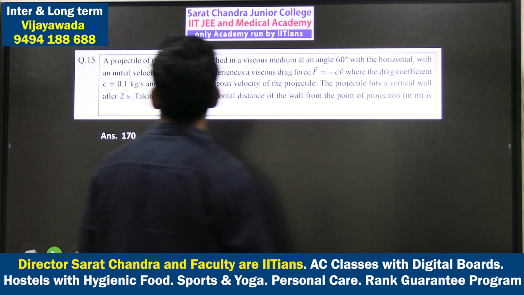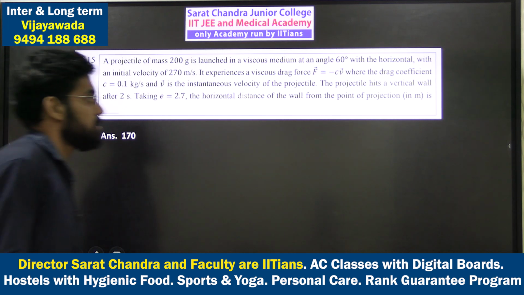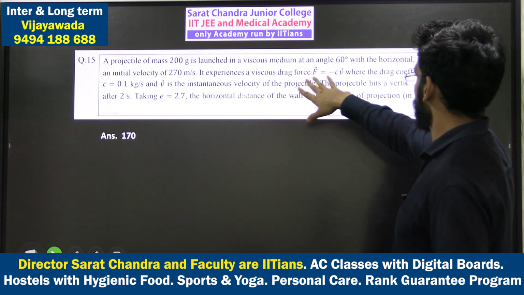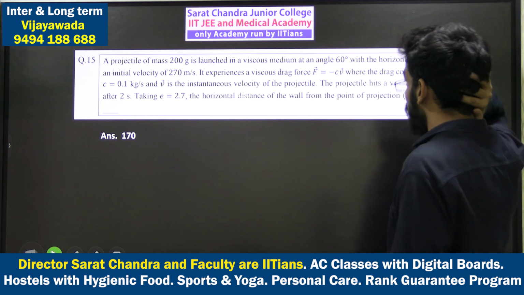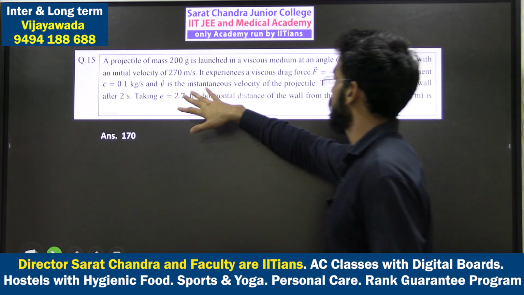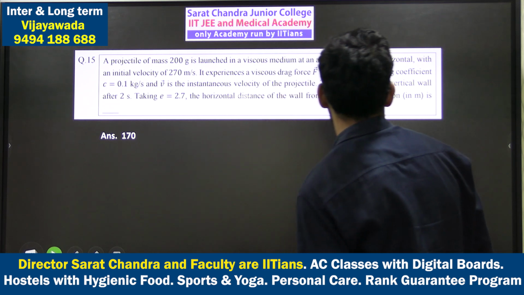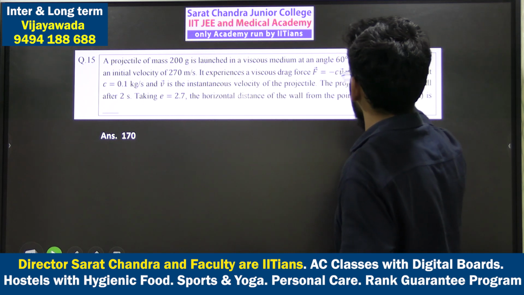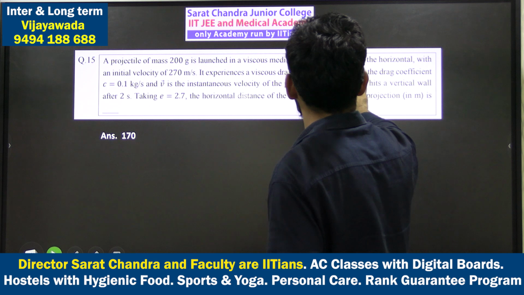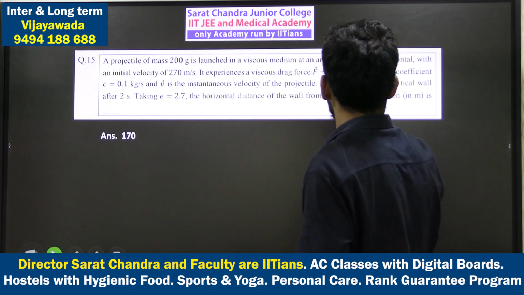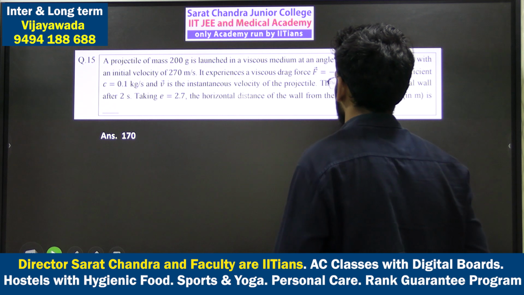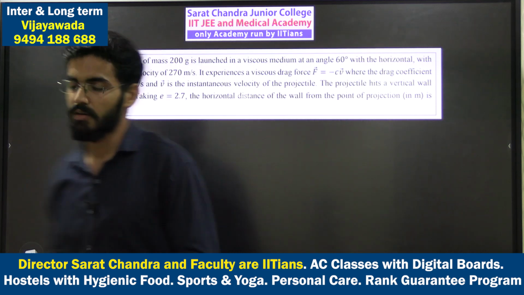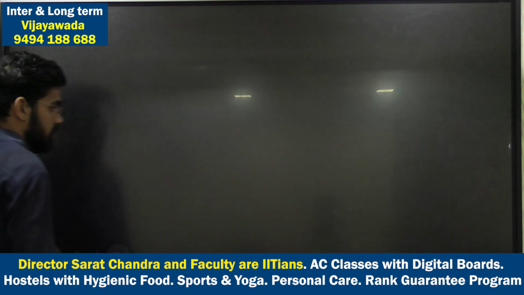Next, this question: projectile of mass. So a projectile is there, and then he said a viscous force is also there. So it experiences a viscous force opposite to its velocity, negative sign c is there, where the drag coefficient c value is given. V is the instantaneous velocity of the projectile. The projectile hits a vertical wall after 2 seconds. Mass is given, angle of projection is given, initial velocity is given, c value given, projectile hits after 2 seconds. If you need the value of e, you can use 2.7. The horizontal distance of the wall from the point of projection is asked.